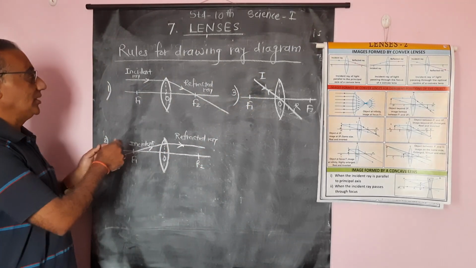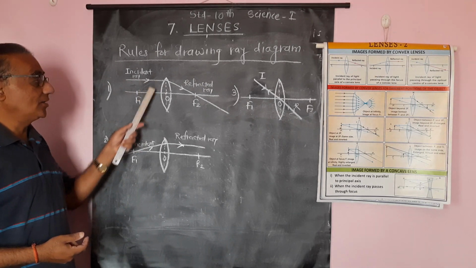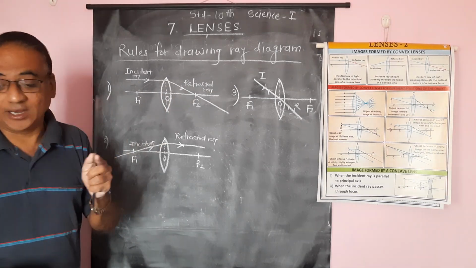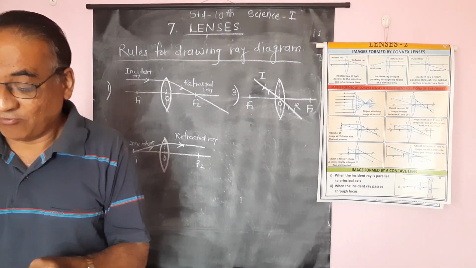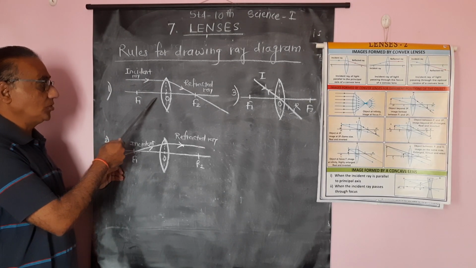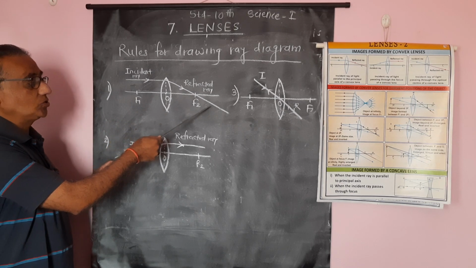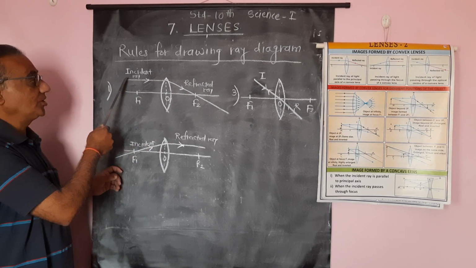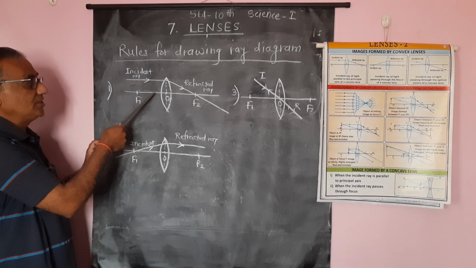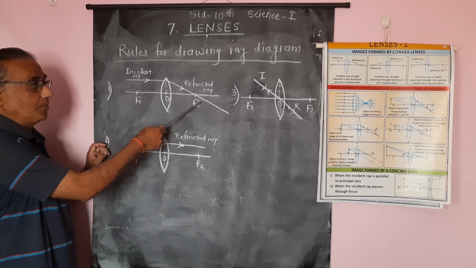Now the first rule: when we consider this first diagram, here we find that there is a convex lens, incident ray and refracted ray. The first rule is that when the incident ray is parallel to the principal axis, after refraction it passes through the focus. When we observe carefully this diagram, here the incident ray is parallel to the principal axis. After refraction it passes through the principal focus.